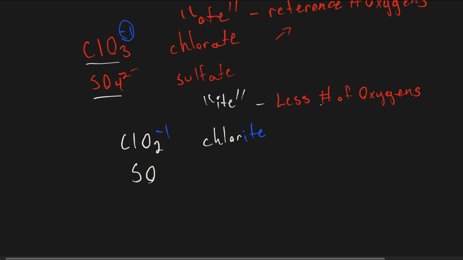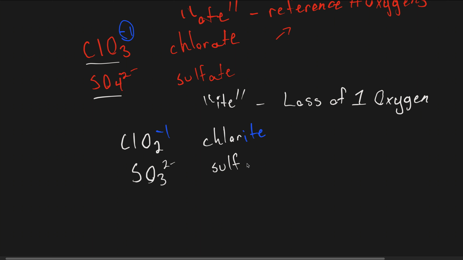Loss of 1 oxygen. We name this "ite," right? So let's go back to the example, sulfate. Sulfate has 4 oxygens as its reference number. But in this case, it loses 1 oxygen, so we now have SO3. But remember that the charge still remains the same. So instead of sulfate, this would be changed to sulfite.